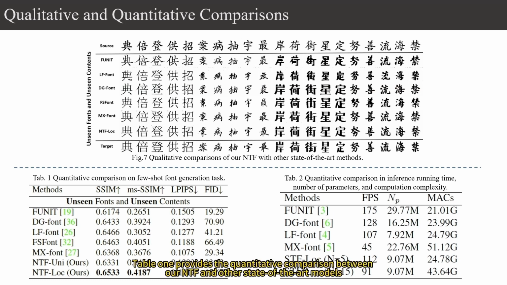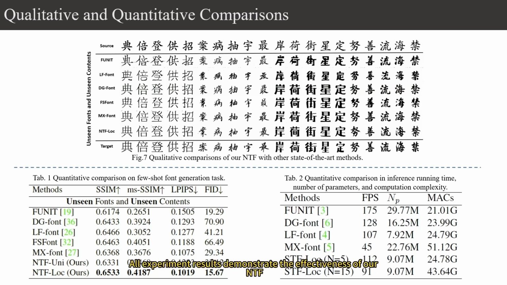Table 1 provides the quantitative comparison between our NTF and other state-of-the-art models. In few-shot font generation settings, we can find that our model achieves best performance in terms of SSIM, LPIPS, and FID. Table 2 presents the inference running time, number of parameters, and computation complexity of our model. It's worth mentioning that, in our model, as the sampling points increase, the number of parameters remain constant, while inference running time and computation complexity will increase.